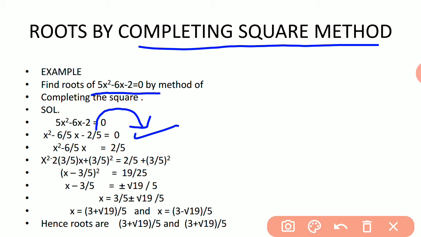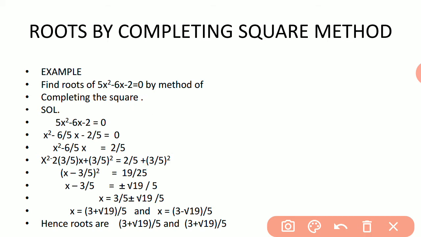The constant changes to the right-hand side, and this becomes like this, and we write this equation in the perfect square form, x² - 2ab + b². Here this term is added, so this term is also added on the right-hand side, and after simplification this term becomes the perfect square (x - 3/5)², and the right-hand side becomes 19/25.